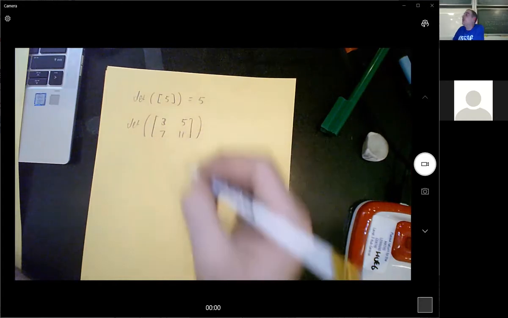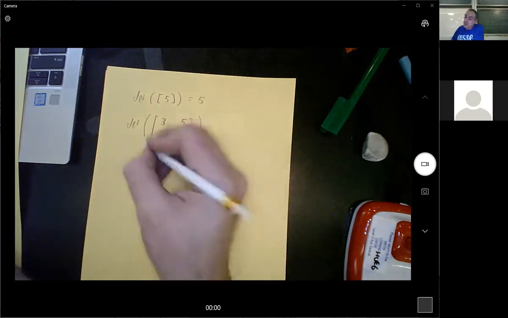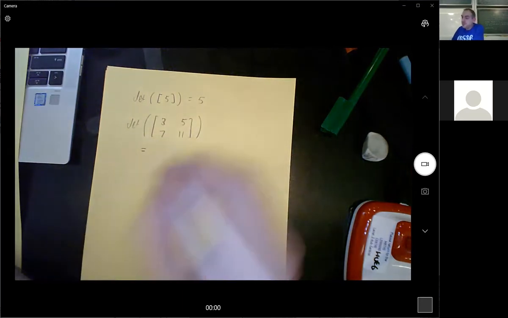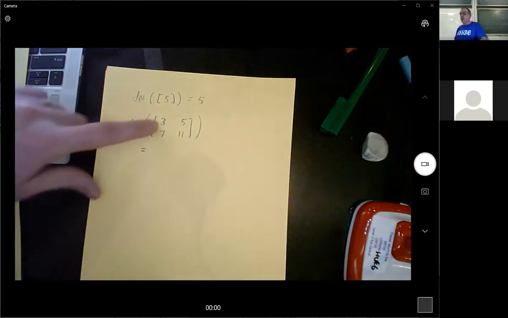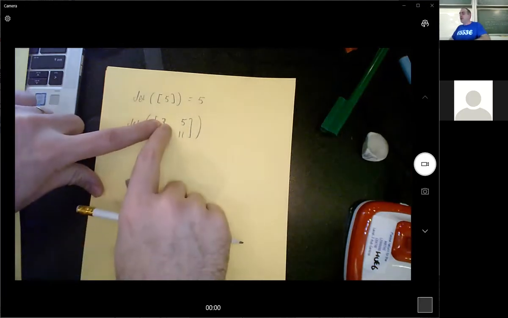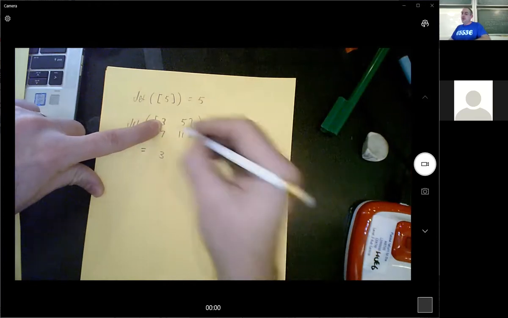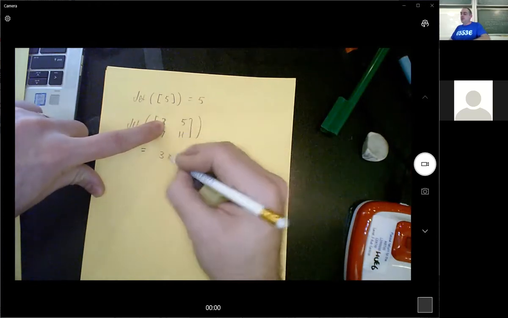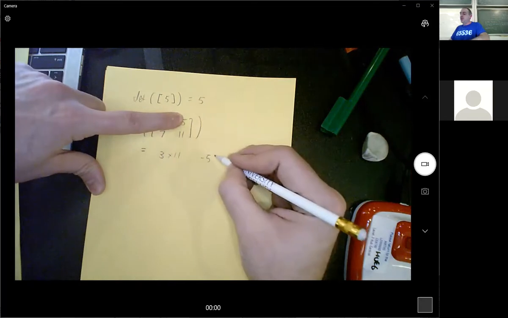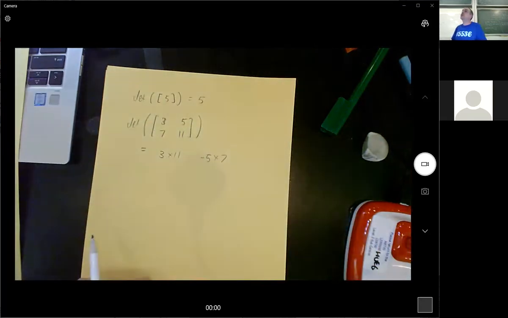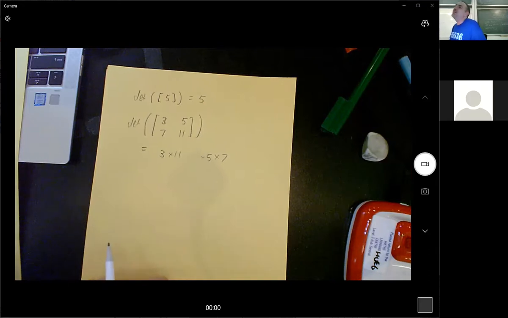just so you can see what's going on here, you pick any row or column, you go along the top row, and you have 3 and minus 5, and then the 3 will be multiplied by its opposite corner, and the 5 will be multiplied by its opposite corner. Because that's the rules. When they invented determinants in the 1820s, they figured out that this is the best plan.